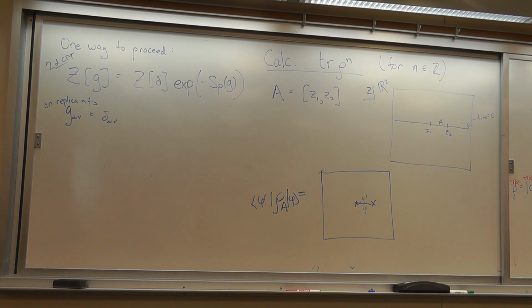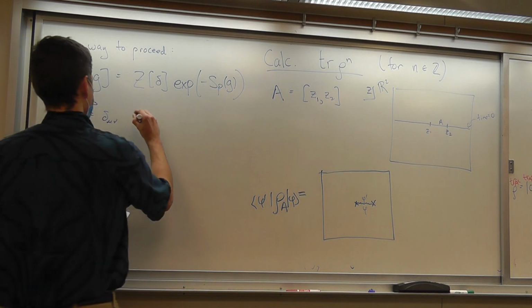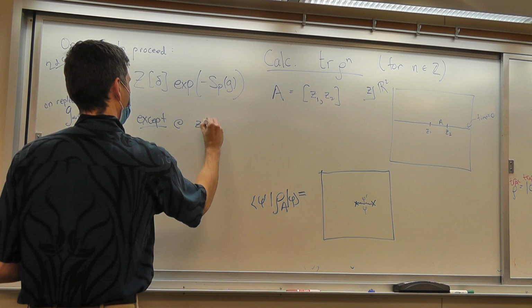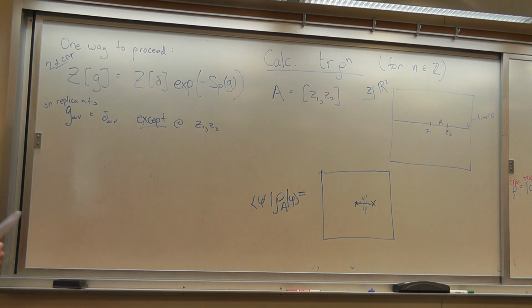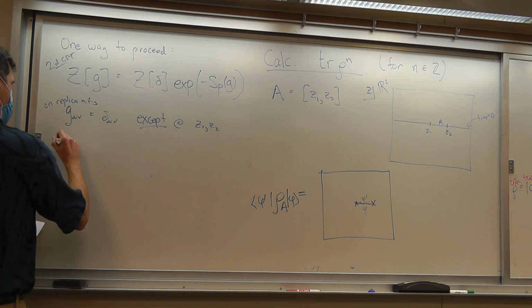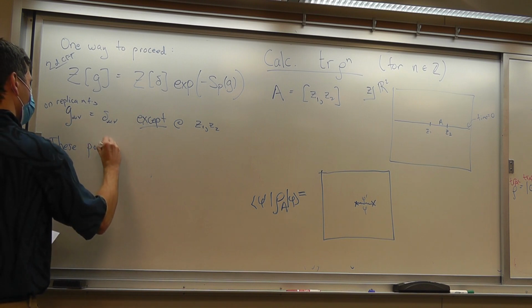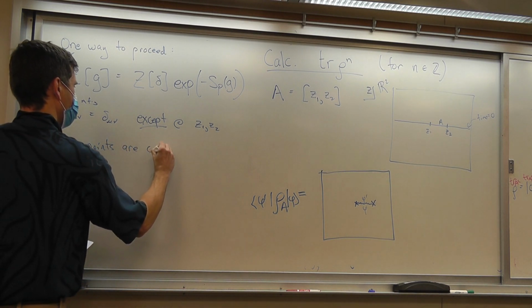But that's not quite right, because the metric is only flat except at the gluing points, Z1 and Z2, where these manifolds are glued together. So in fact, there's curvature at those points. By gluing the manifold, we've introduced some curvature. And this is something that you did on the homework. So these points are conical excesses.